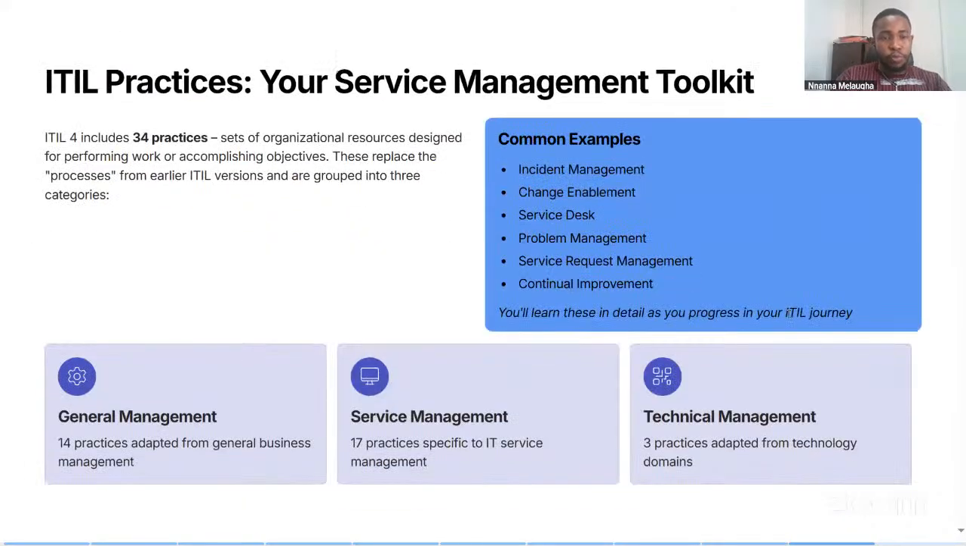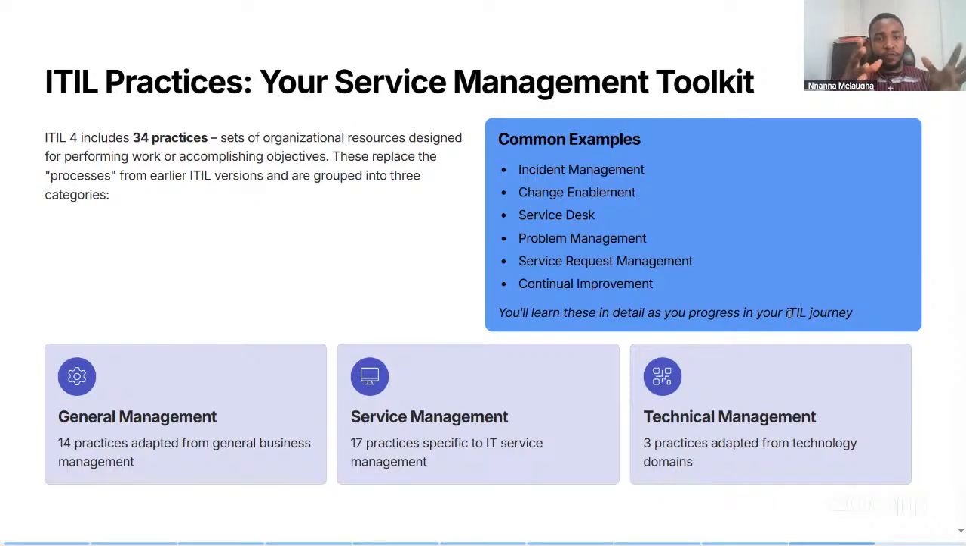So we'll be talking about the IT practices, right? So in version 4, as opposed to version 3 that had to deal with more of, I think, a couple of processes, now, moving over to version 4, we've transitioned from processes to practices, right? So ITIL 4 consists of 34 practices. These are sets of organizational resources designed for performing work or accomplishing objectives, right? Like I mentioned, they replace the processes from ITIL version 3.